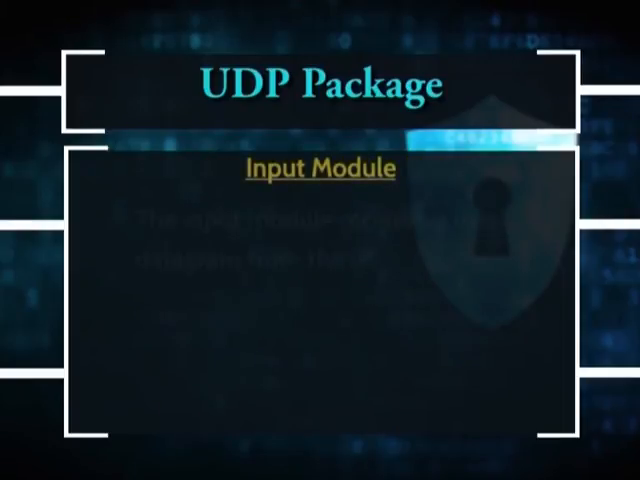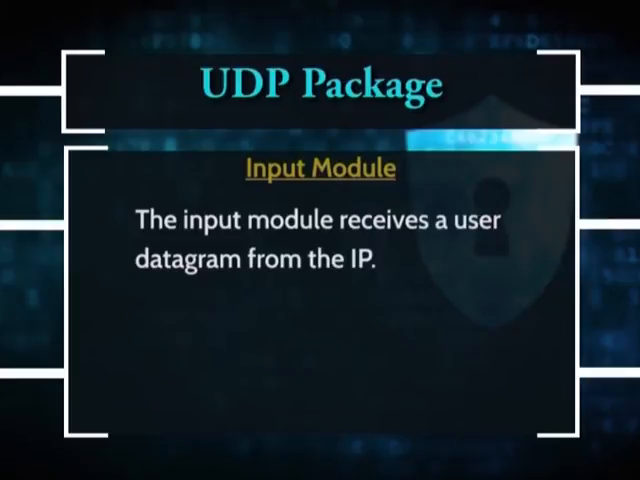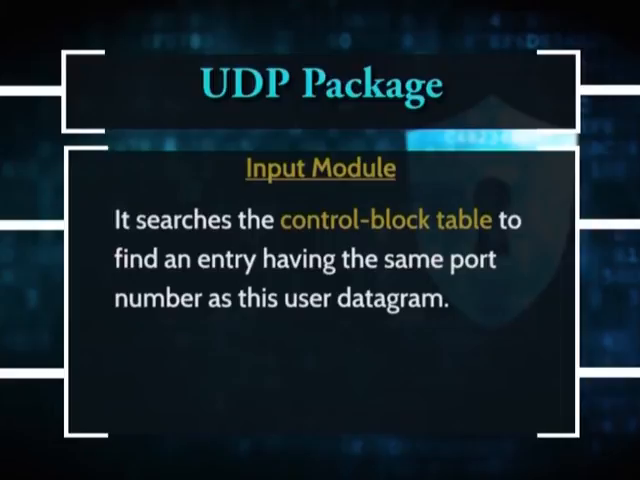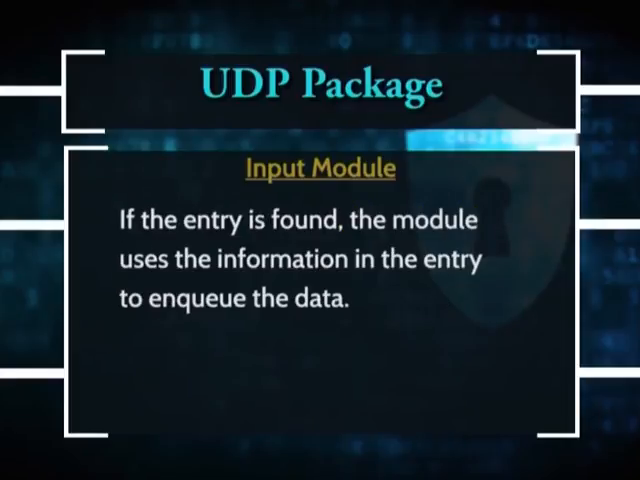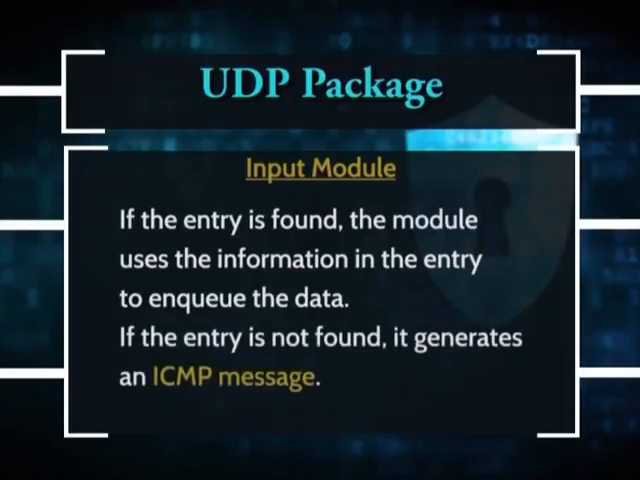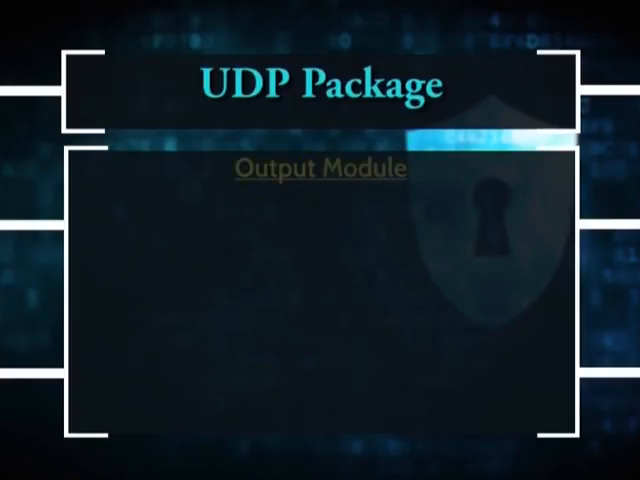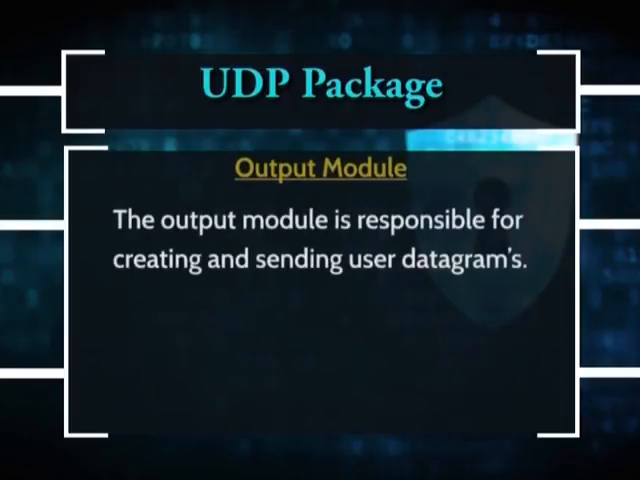Next, input module. The input module receives a user datagram from the IP. It searches the control block table to find an entry having the same port number as this user datagram. If the entry is found, the module uses the information in the entry to enqueue the data. If the entry is not found, it generates an ICMP message. Next, output module. The output module is responsible for creating and sending user datagrams.